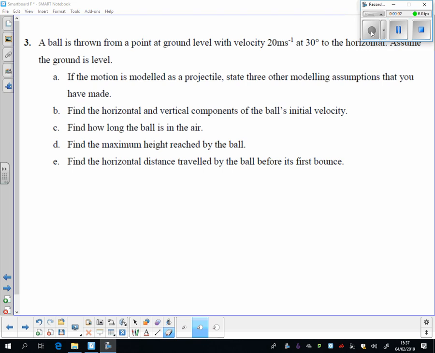Question 3 asks us first of all to regurgitate the modelling assumptions if you've got a projectile. Most people remember that there's no air resistance. That's why it continues going along horizontally as far as it does. No spin is another one. Constant gravity, that g is always 9.8. And one more, if you wanted to think about one more, maybe there's no wind. Otherwise the wind takes it off to the side, so we've got no wind there as well.